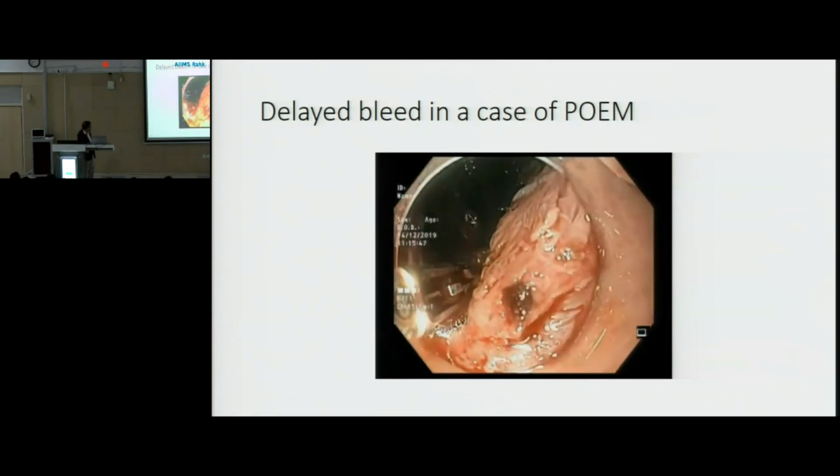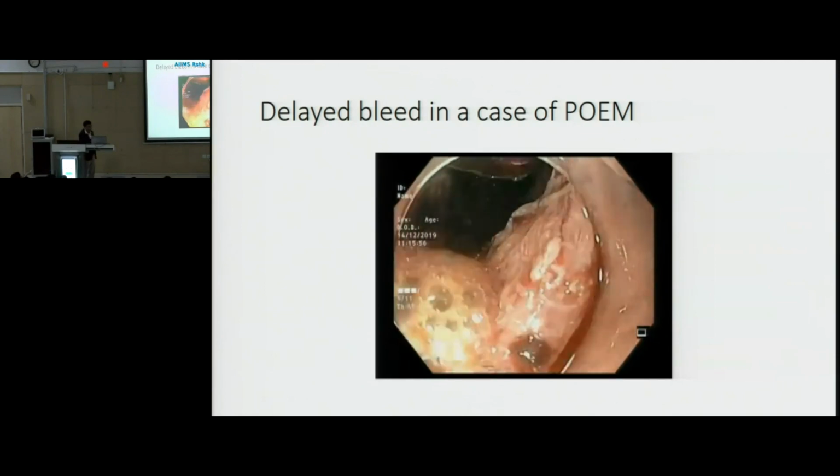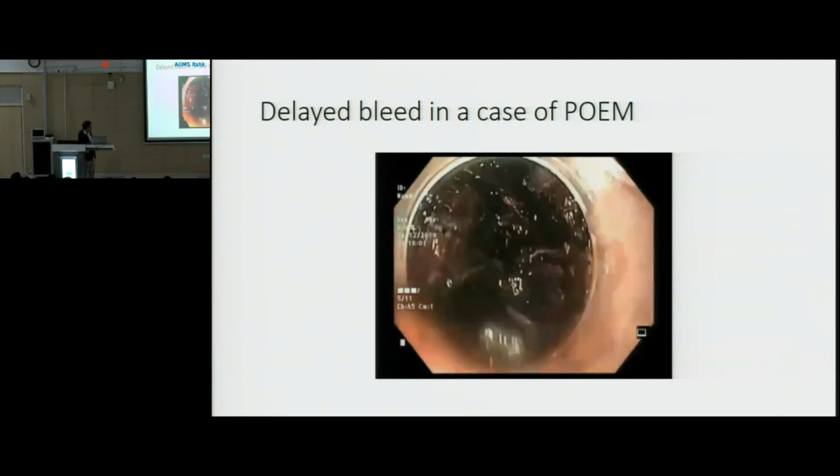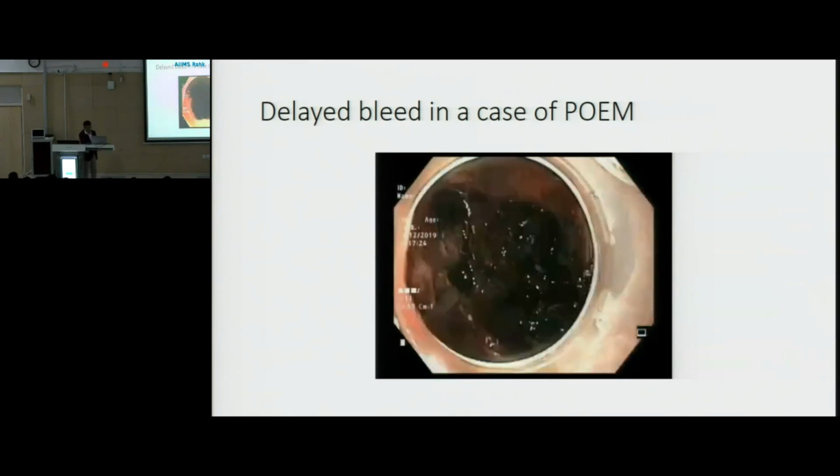So this is the hemostatic forceps. With that, you catch hold of that spurter and you can cause coagulation of that. So after that, we came out, we closed the defect, and the patient was doing well. The patient didn't bleed after that.